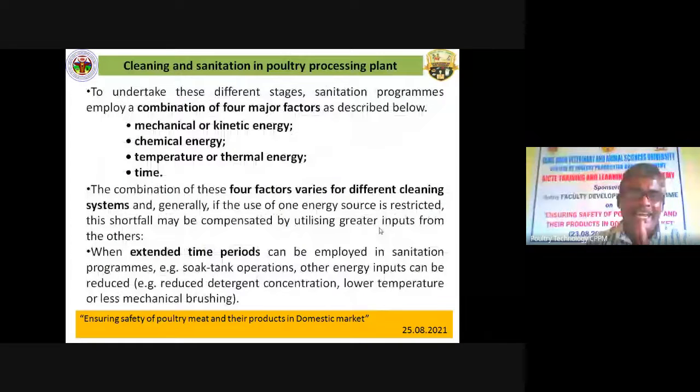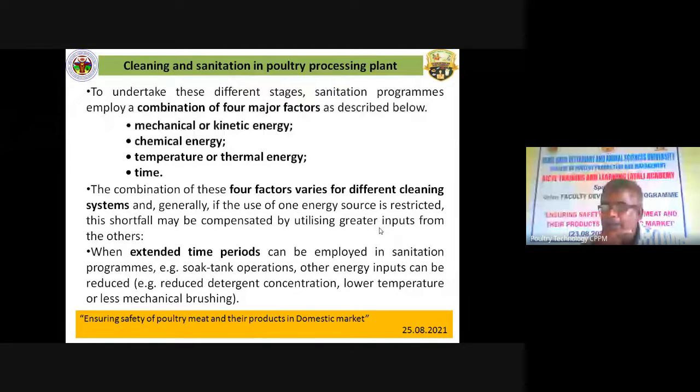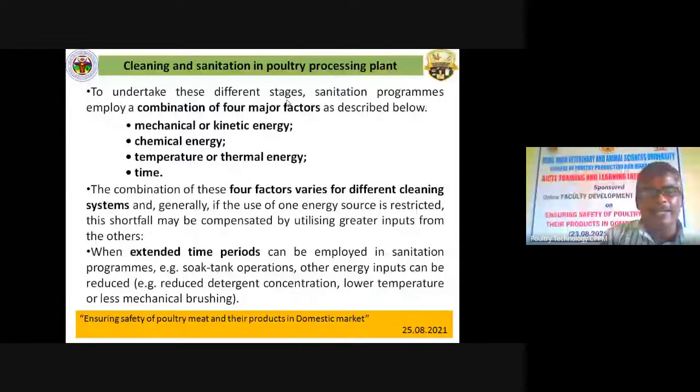So across the different stages of the sanitation program, we use 4 major factors in combination to ensure efficient cleaning as well as sanitation of the equipment. The 4 major factors are: one is mechanical or kinetic energy, the second is chemical energy, the third is temperature or thermal energy, and the fourth is time. So, for example, in the cleaning process itself, to ensure pre-clean we use items like scrapers and brooms. Here, we apply some mechanical pressure to remove the gross soil. So this comes under mechanical energy.